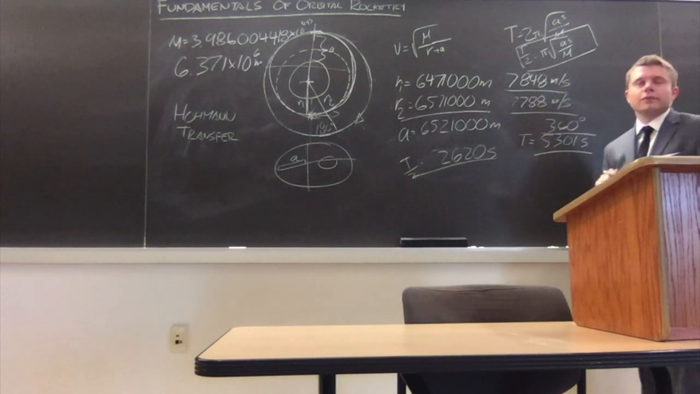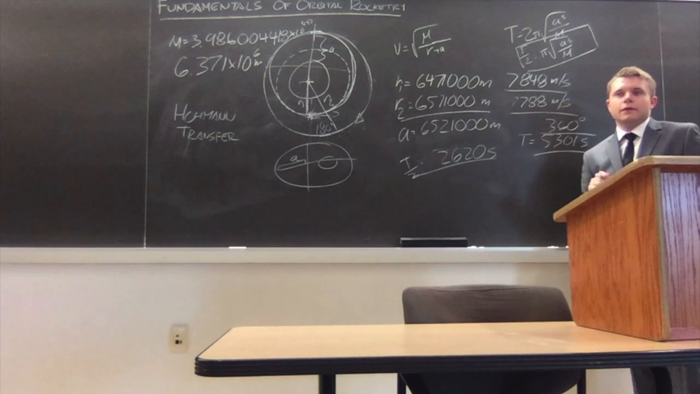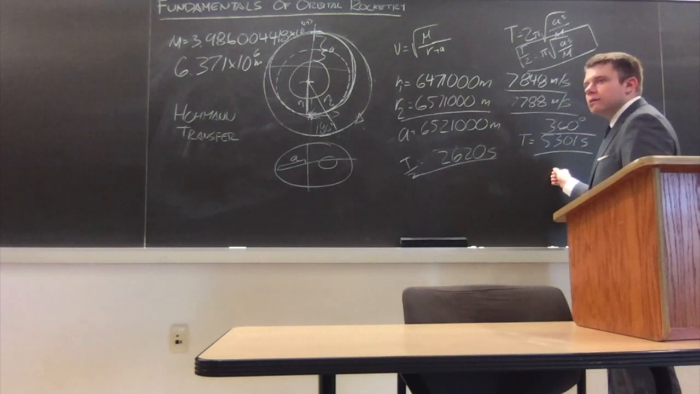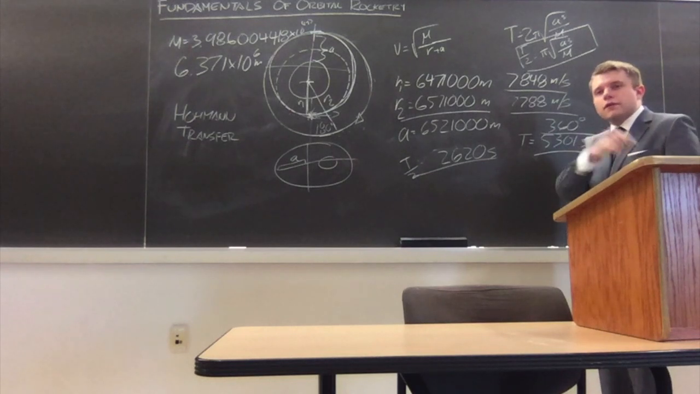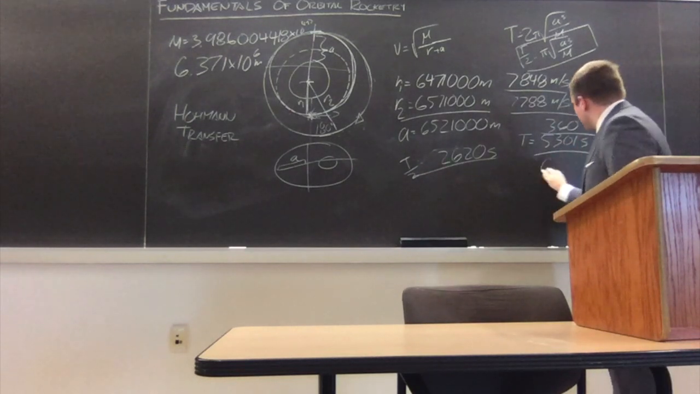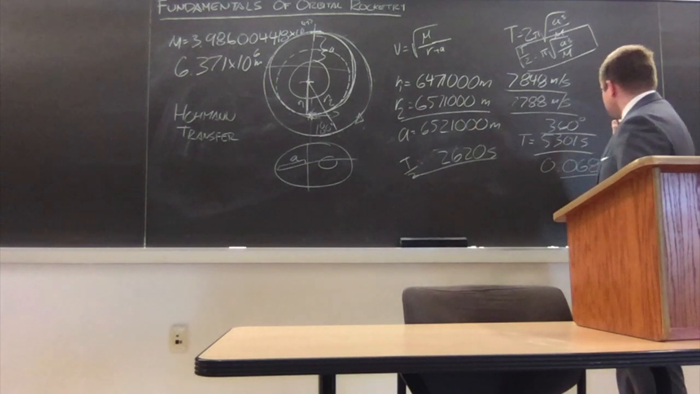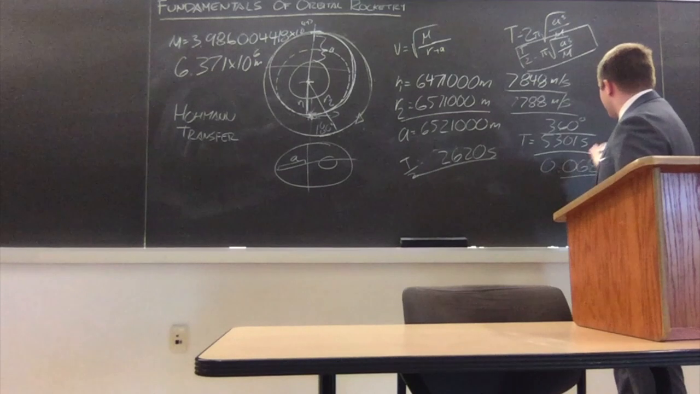I probably wrote that backwards. No, that's if you're looking for time per degree. So for 1 second, it's 0.068 degrees per second. So now we have that. That's our degrees per second.